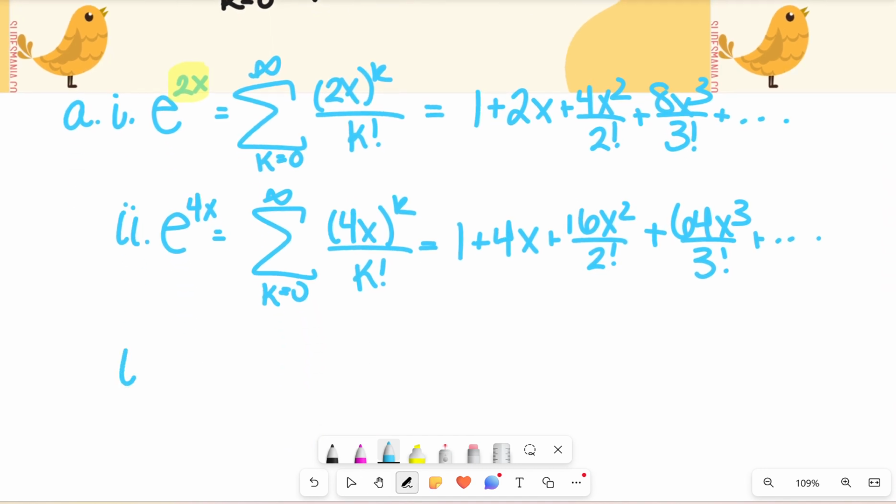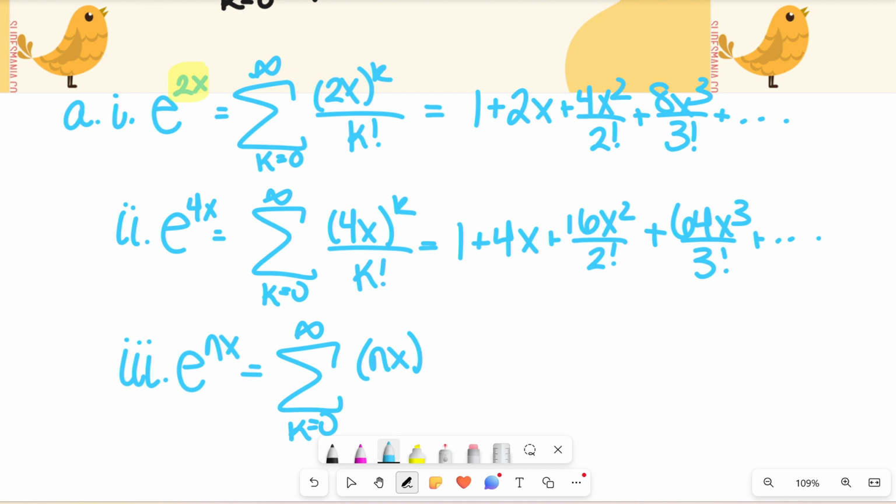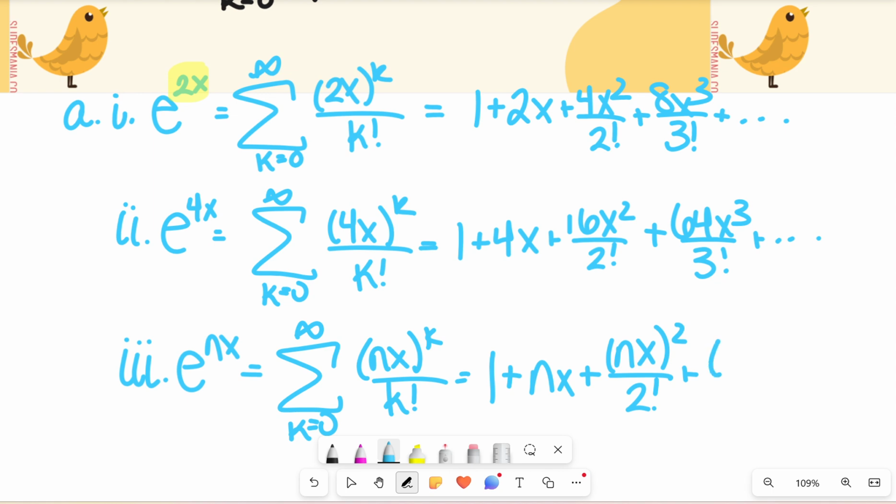The last thing I need to do is find e to the nx power. So this is just a general term, but the same process is still going to hold true. I'm just replacing this inside component with nx. Now, even when I expand this out, it's still going to be the same thing. I can see a pattern happening in parts 1 and 2. So I'm going to have 1 plus nx. My numerator is going to be nx quantity squared over 2 factorial, and I see that pattern repeating.